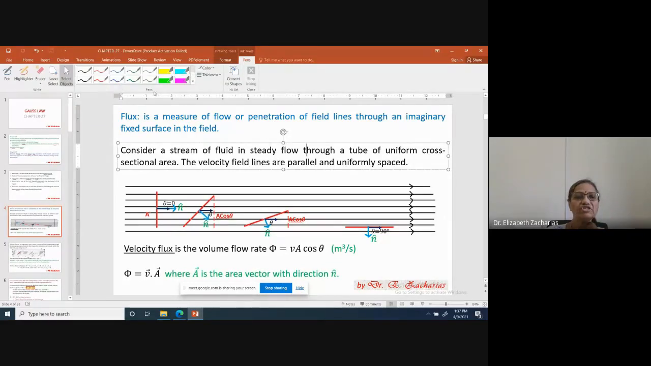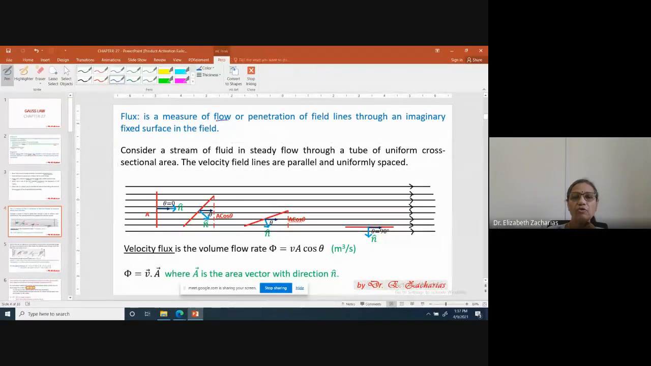Flux is a measure of flow or penetration of field lines. We have seen field lines in the last chapter. So it's a measure of the penetration of field lines through an imaginary fixed surface in the field. Let's say we are talking about electric field. These are the electric field lines, and if we put a surface here, then three of these lines are cutting through the surface. This measure of penetration or flow of electric field lines through some surface is called flux.